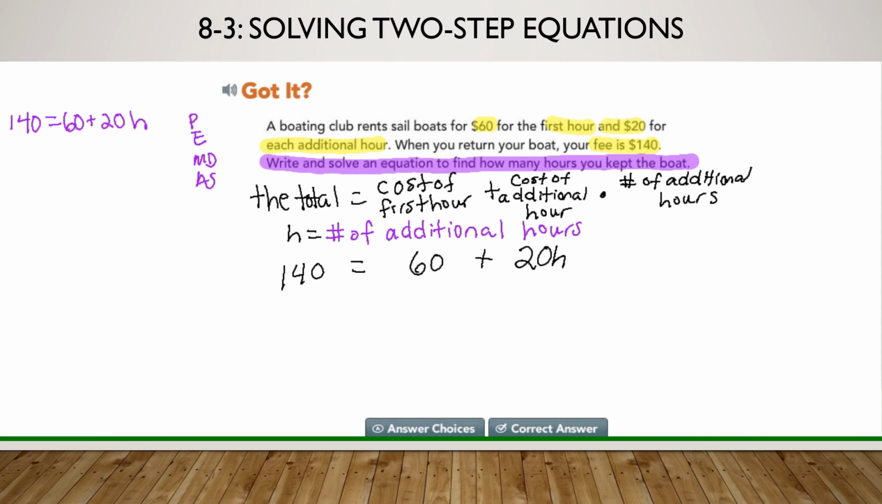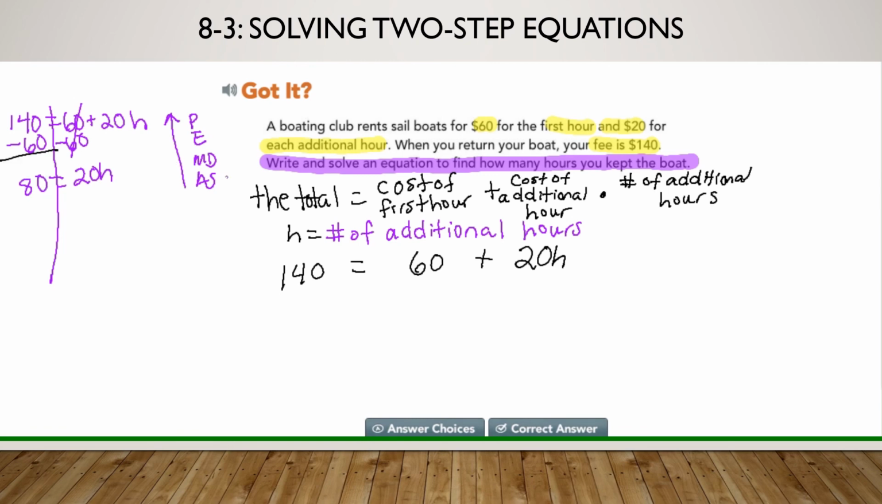Remember, when you are solving for the variable, you have to use the reverse order of operations. That means start undoing addition and subtraction first. What's connected to the variable through addition or subtraction? This 60 is connected through addition because it's a positive 60. We get rid of this 60 by doing the inverse of addition, which is subtraction. So we're going to subtract 60 on both sides of the equal sign. Over here, this cancels out, and I'm left with 20h on this side. Now we subtract 60 from 140, which is equal to 80.